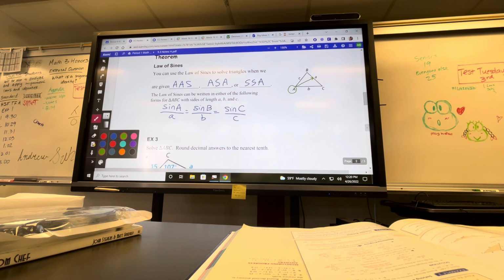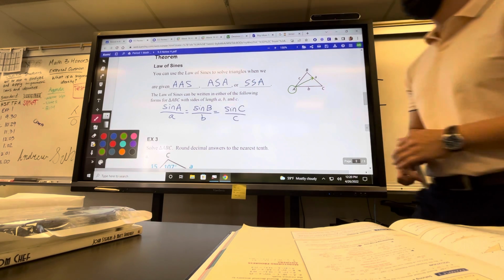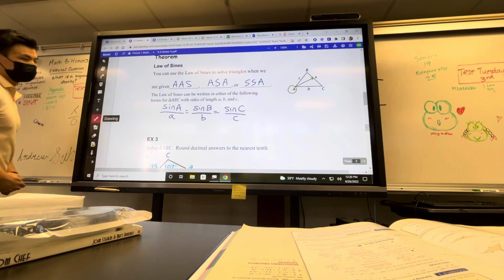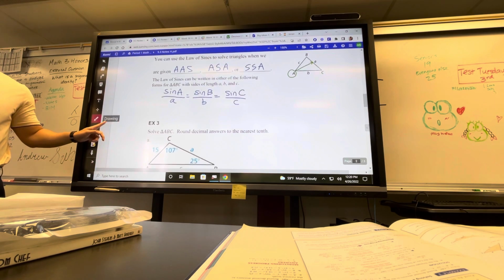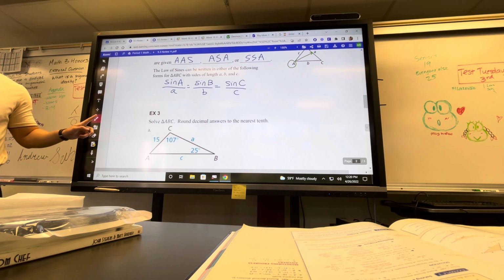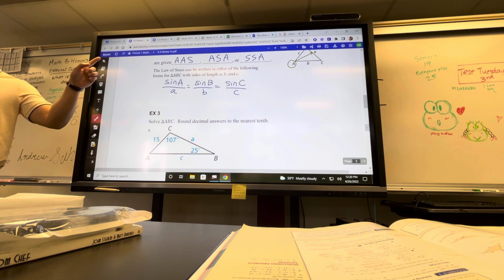This is not saying that all of our angles and all of our side lengths are equal to each other. It's saying that the ratio between the side lengths and the angles are what's equal. So not all the side lengths are going to be the same number. Cool? Cool. So let's look at an example. Do we have those three acronyms down?